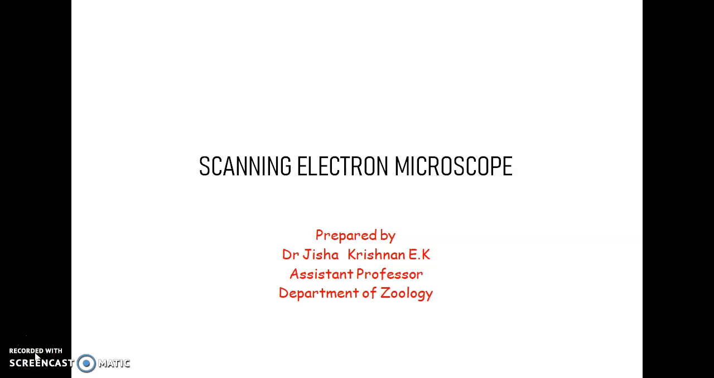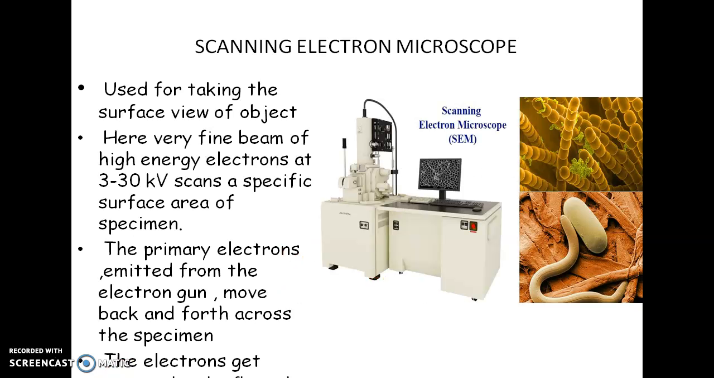We are going to discuss another electron microscope that is called a scanning electron microscope, or SEM. This is the experimental setup of a scanning electron microscope, and this is the enlarged view of those objects which are viewed under SEM. What is the purpose of a scanning electron microscope? Scanning electron microscope is generally used for taking the surface view of an object.